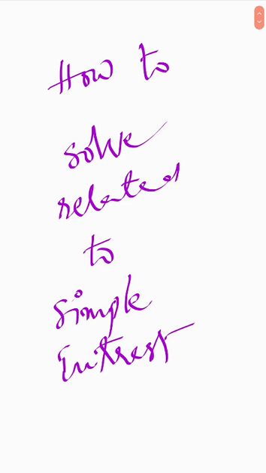Basically, there are two types of interest: simple interest and compound interest. In this video I'm going to explain what simple interest is and how to find the answers to problems based on the simple interest formula. Compound interest I'll make another video.